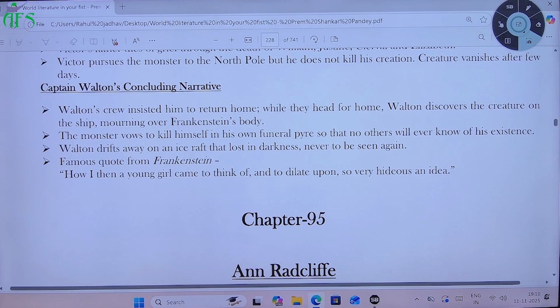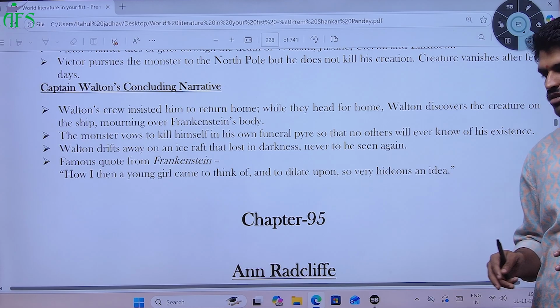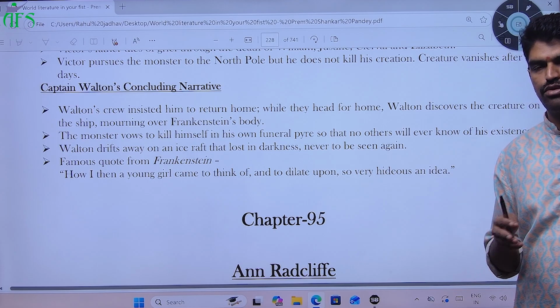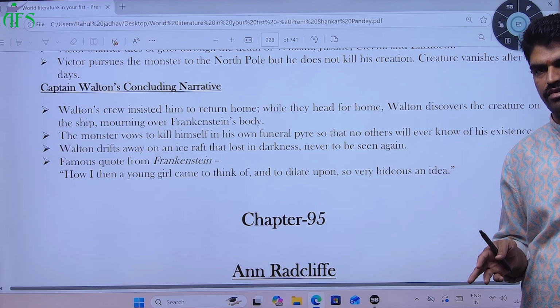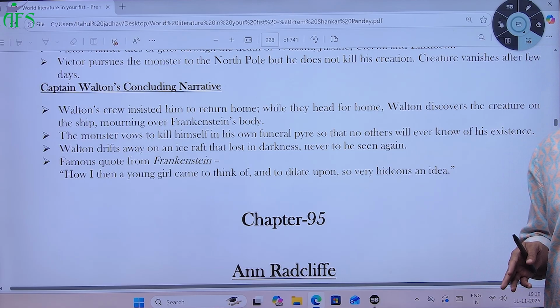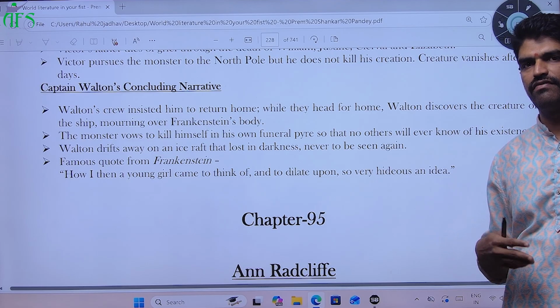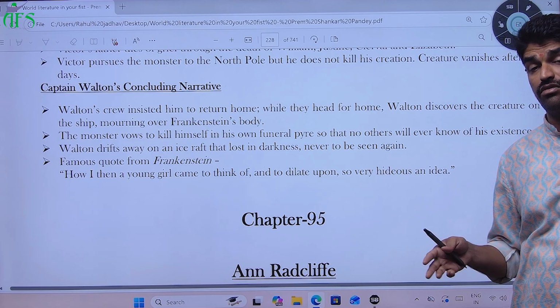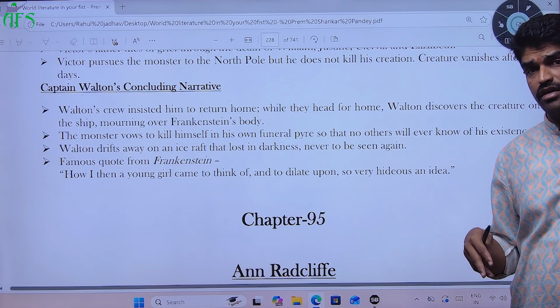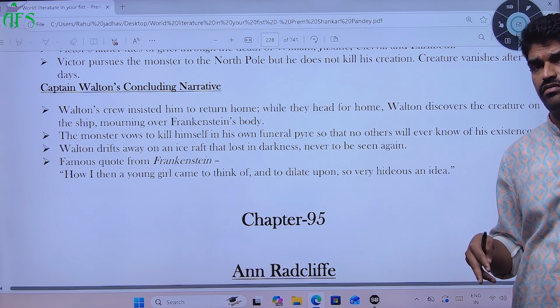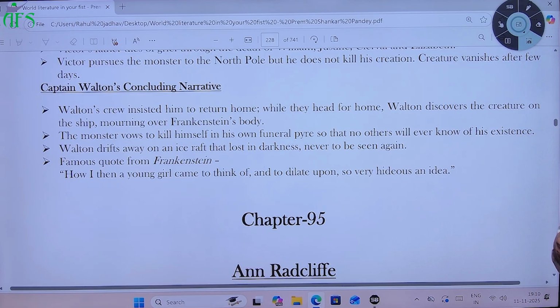The famous quote from Frankenstein is, "How I, then a young girl, came to think of and dilate upon so very hideous an idea." And so this is the fantastic portrayal of this story, Frankenstein, quite famous, and this is by Mary Shelley, right? So we have those prominent works in the romantic period that have created a huge amount of impact, not just on the literature of the contemporary people, but on world literature thoroughly, right? And so this is all about Mary Shelley.